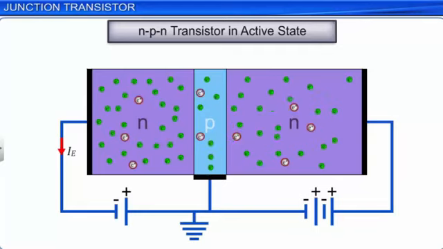An NPN transistor is represented by the symbol as shown. Note that the direction of the arrow indicates that in an NPN transistor, current is directed from the base to the emitter.